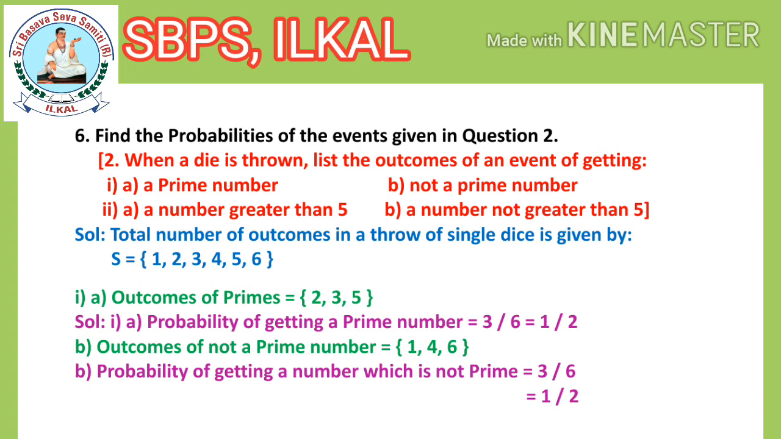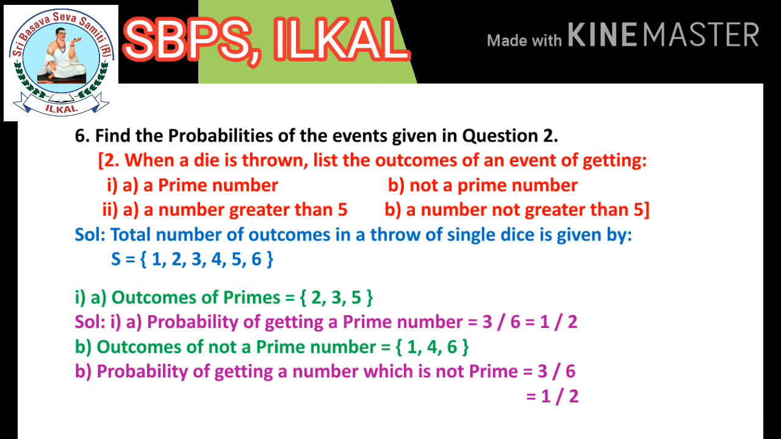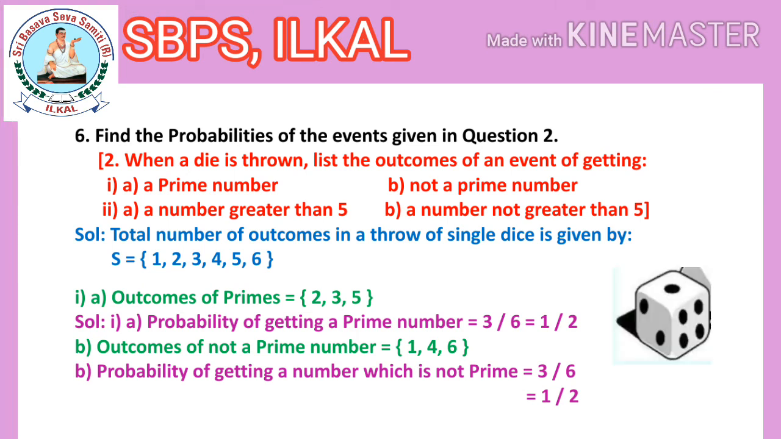Sixth question. Find the probabilities of the events given in question number 2. Children, you already solved question number 2 in this exercise. The same data we are using to write the probability now. There only you listed outcomes. Here you are going to write the probability for those data. Okay. Let us consider the first question. When a die is thrown, list the outcomes of an event of getting a prime number and the another one is not a prime number. In this second question, a number greater than 5 and a number not greater than 5.